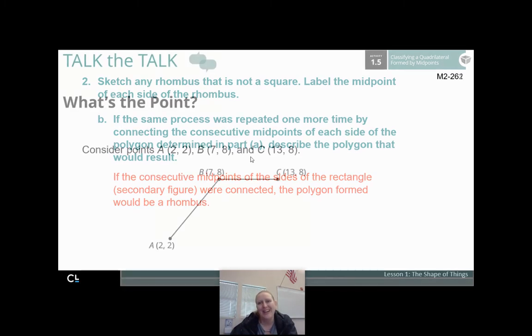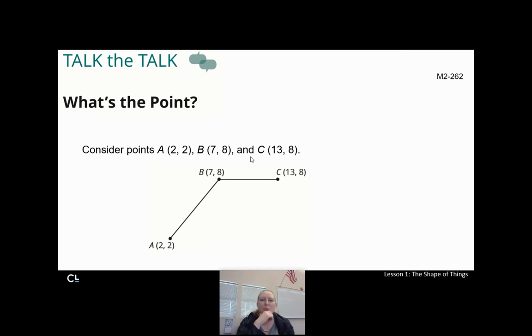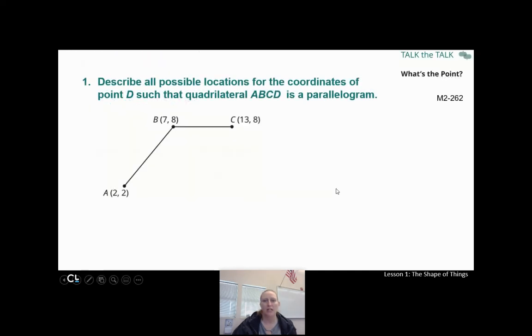Fair enough. All right, last little activity, and it's a short one. Talk the talk. Consider the points A at (2, 2), B at (7, 8), and C at (13, 8). You can see I've got part of a polygon here. Could you tell me the possible coordinates of a point D that would make this a parallelogram? What would D have to be to make this a parallelogram? You have to do a little bit of work. So go ahead and hit pause, jot down your thoughts on this, and then hit play when you're ready to check your work.